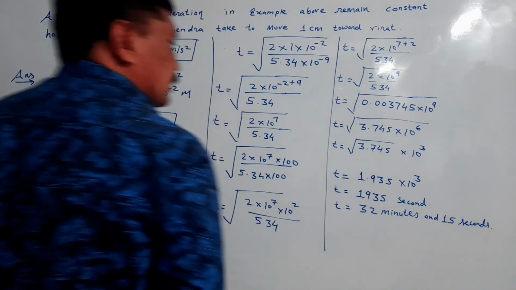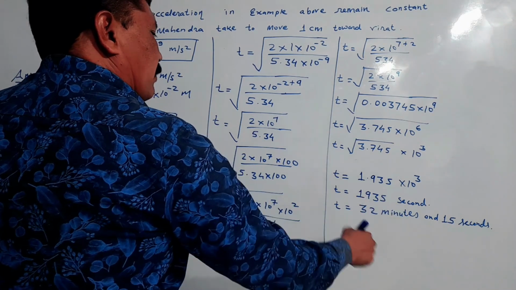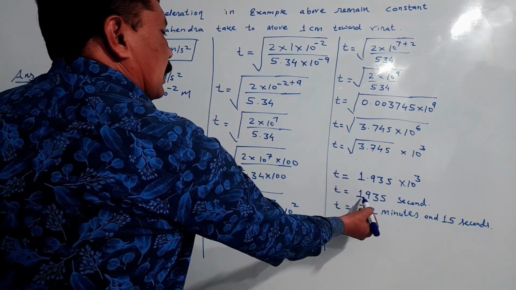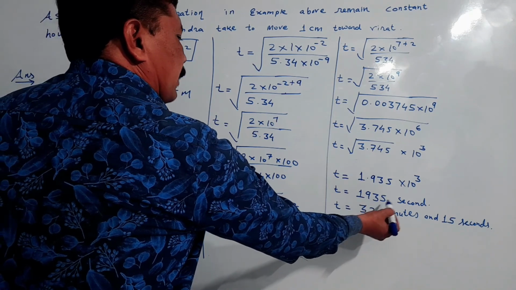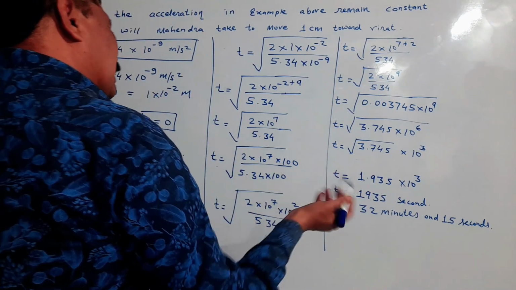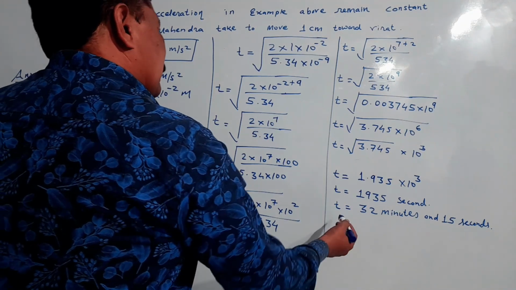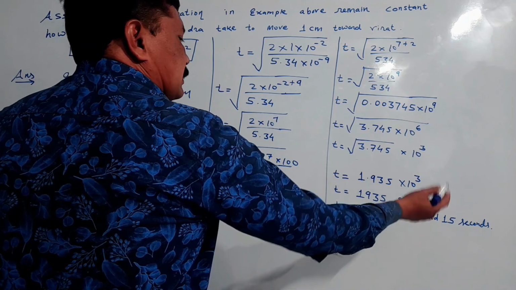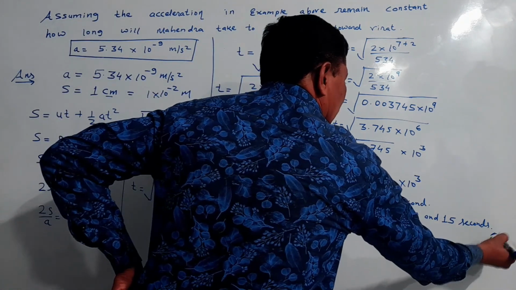So my dear student, here seconds we have converted into minutes and second. So T is equal to 1935 second, which can be converted. So we can get T is equal to 32 minutes and 15 seconds. This is the answer.